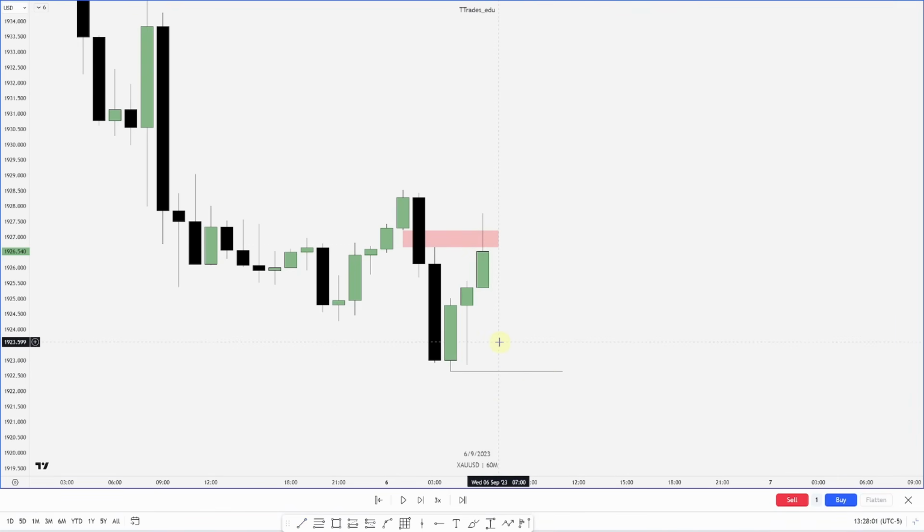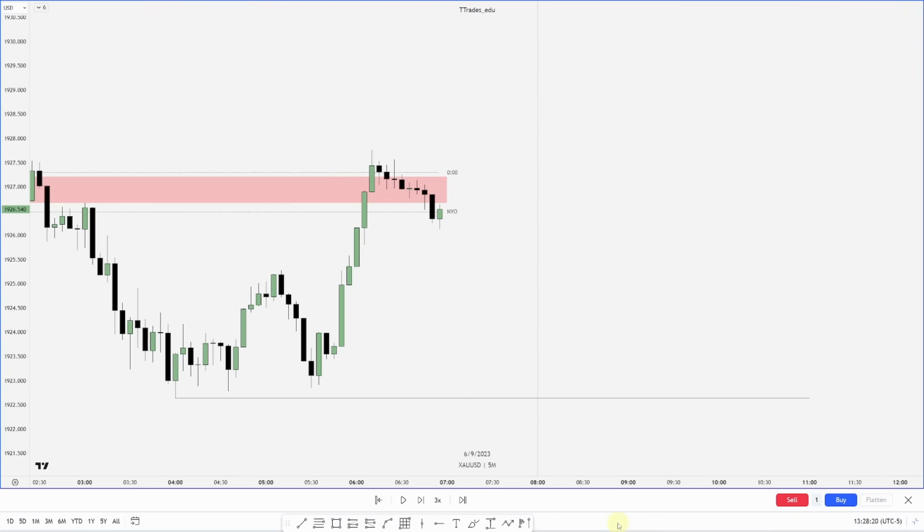So with this providing our bias, we will drop down to the lower time frames, in this case the 5-minute and the 1-minute, to look for short setups to this old low. So here we are on the 5-minute chart. You can see we have this fair value gap that we reach into, and we're looking for short setups to this old low. We will wait for the start of my session.